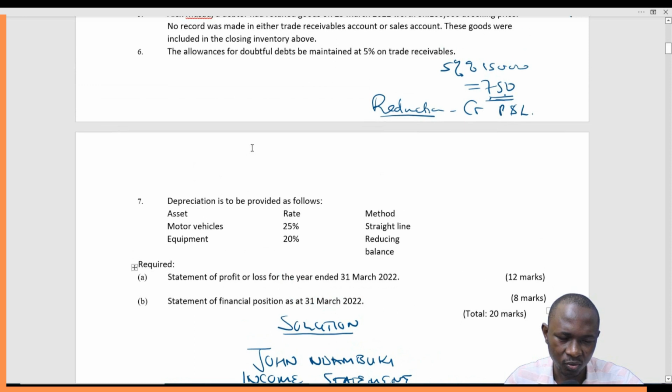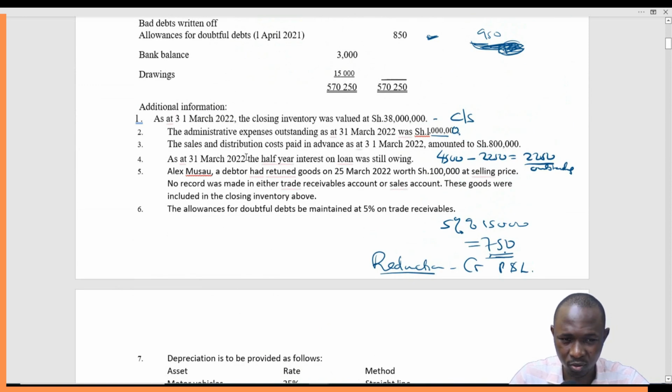So the total: what was paid was 80,000. What is still outstanding, though, for the year is 1,000. We add, we get the total.